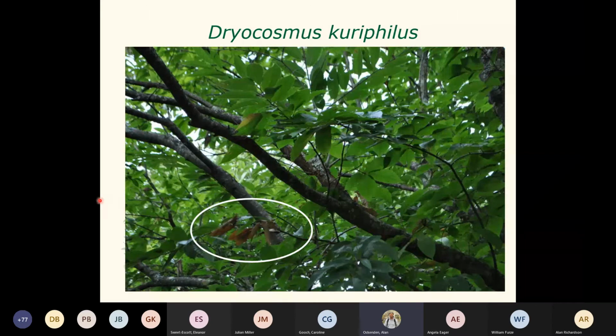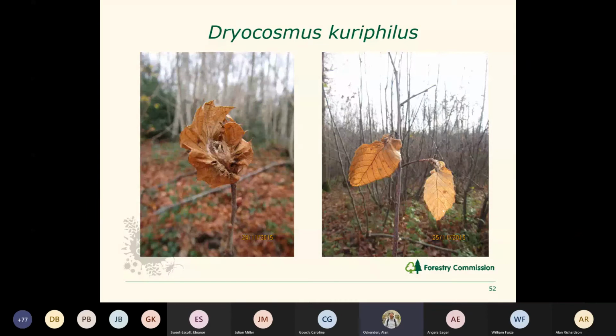But another useful diagnostic thing with these is that the leaves with galls tend to persist on into the winter. So here you can see with these two pictures, these were taken in the tail end of November. You can see they've persisted all the way through from the summer, and you still can see those galls that are there.